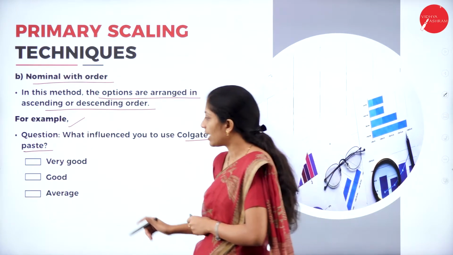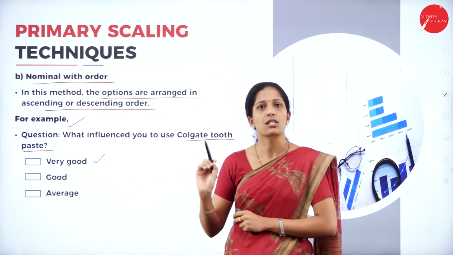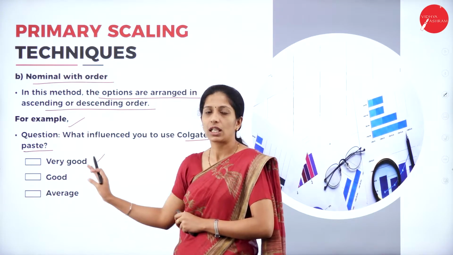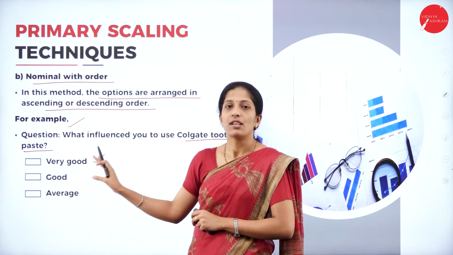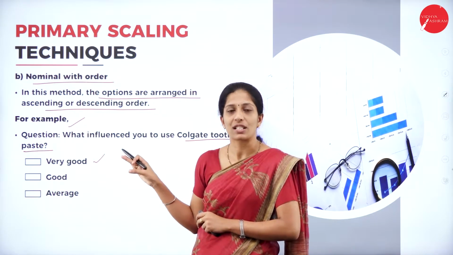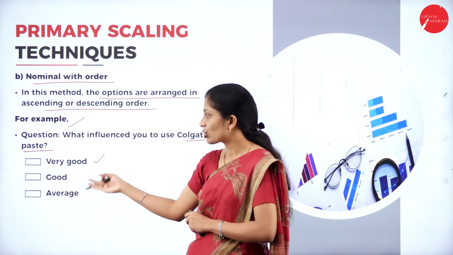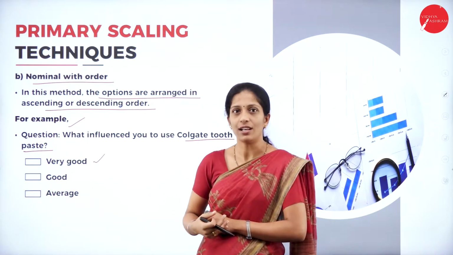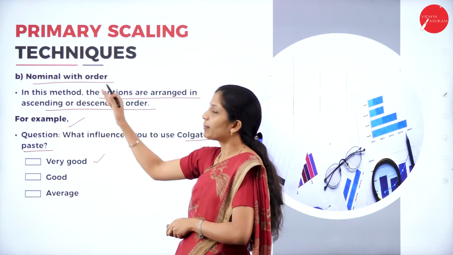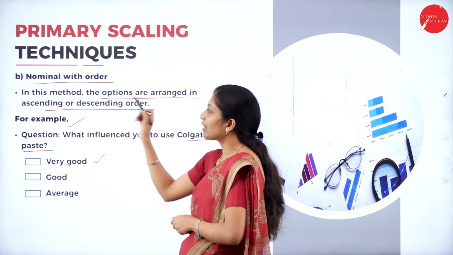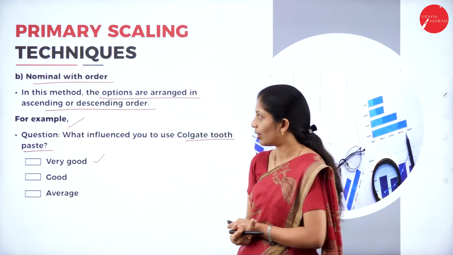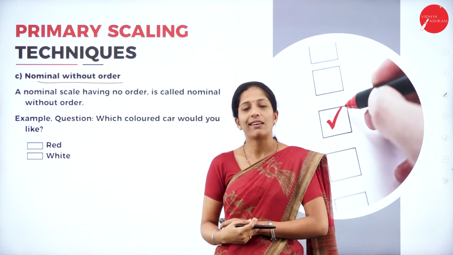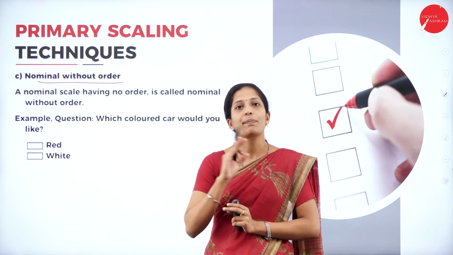They can say, yes, I am using Colgate toothpaste because it is very good, or they can answer it is good or it is average. It depends upon the choice of the respondent. What is the purpose of using that particular toothpaste? It is left to the respondents to answer according to their wish. So this is about nominal with order. Remember, here the options will be in ascending or descending order. Next one is nominal without order. Here also they will give the options, but the options will not be in order.